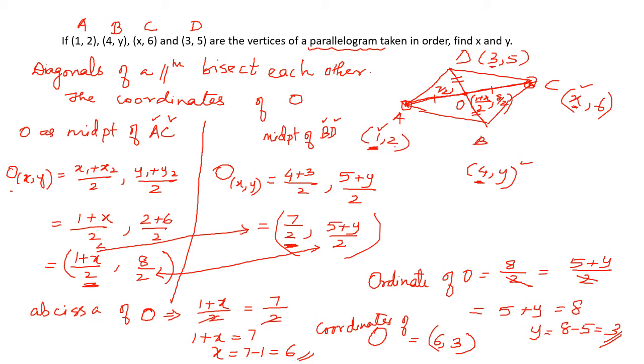4, y, x, 6, 3, 5 are the vertices of a parallelogram taken in order. Find x and y. So whenever you hear a parallelogram, you always remember that opposite sides are equal and opposite sides are parallel. But when such questions come, you should remember that the diagonals bisect each other. That is the point that should come to your mind. If the diagonals bisect each other, then O is going to be the midpoint. Clear? So there you will apply the midpoint formula. Directly you can apply the midpoint formula. Clear?